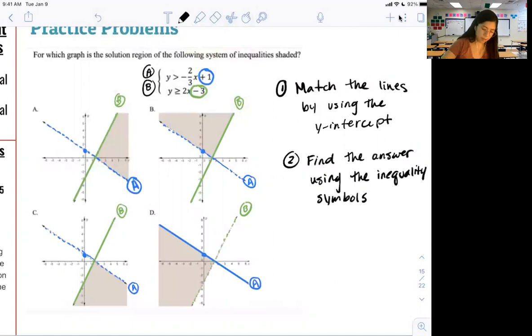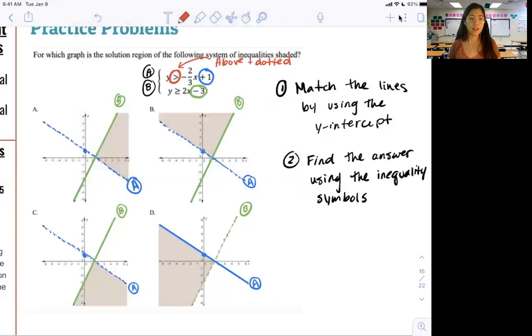So what does that mean? I look at inequality A: it is greater than. So what am I looking for? Above and dotted. Above the blue line, and then the blue line has to be a dotted line.